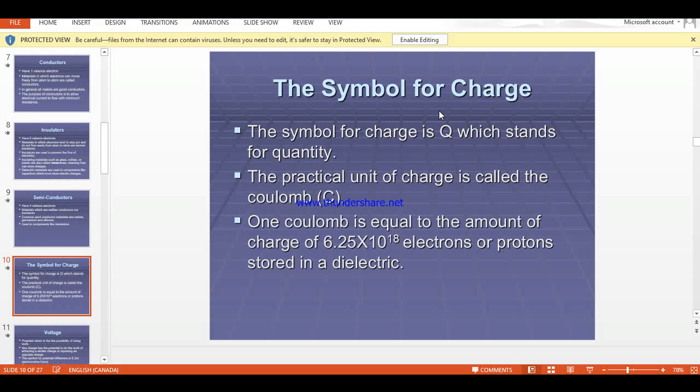Now we will discuss charge. The symbol for charge is Q, which stands for quantity. The unit of charge is called the coulomb, denoted by capital C. One coulomb is equal to the amount of charge of 6.25 × 10^18 electrons or protons stored in a dielectric.